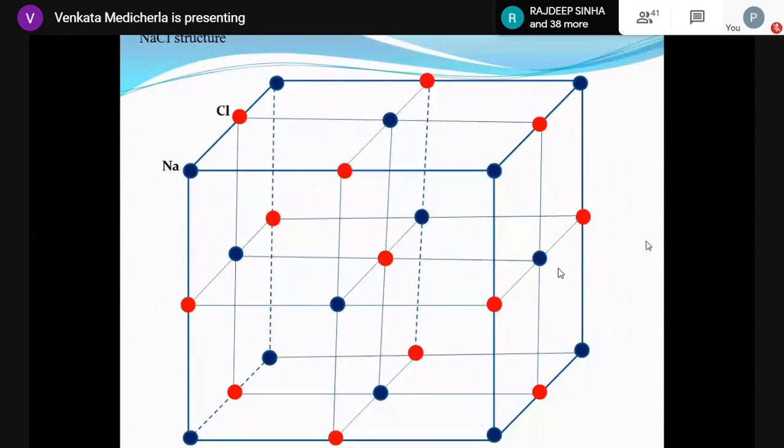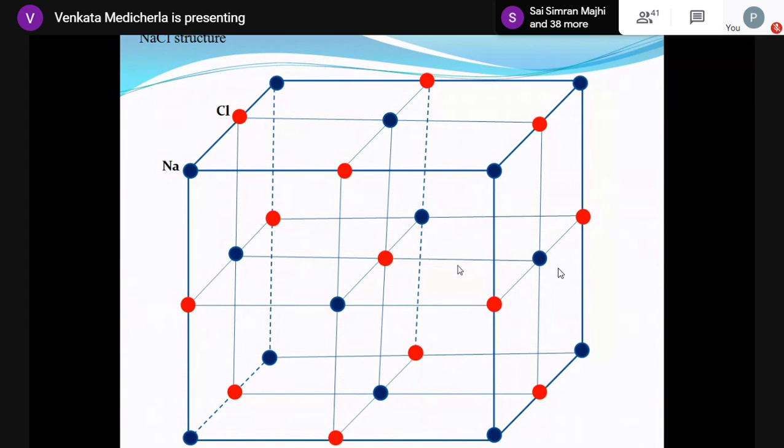They are interpenetrating. And if you want to know the lattice parameter of sodium chloride, lattice parameter means sodium to sodium distance, not sodium to chlorine. If you take the Na to Cl distance, that's called bond length. But chlorine to chlorine or sodium to sodium, that is called lattice parameter. So how to make this thing is very easy.